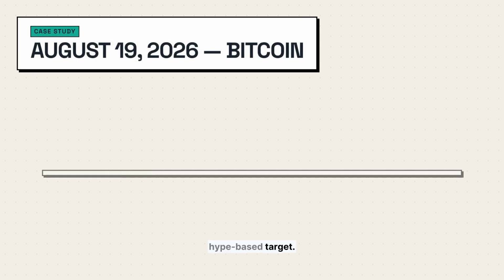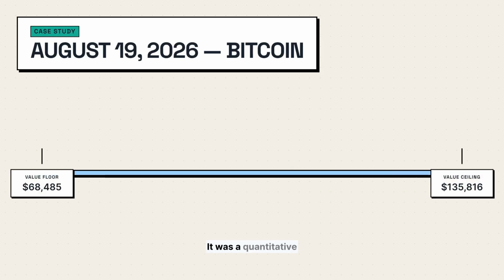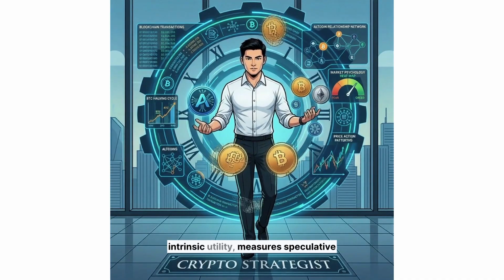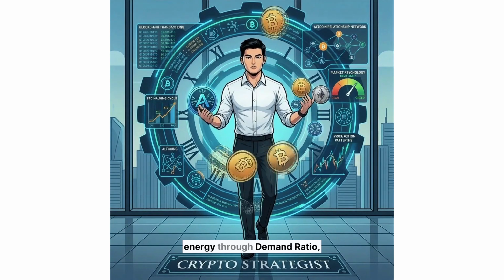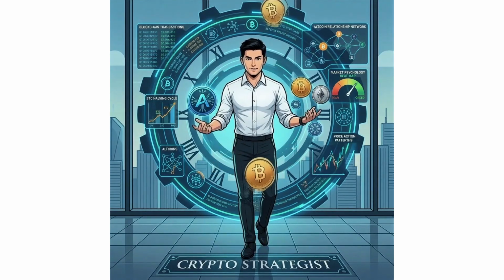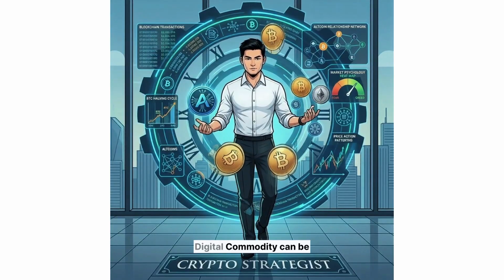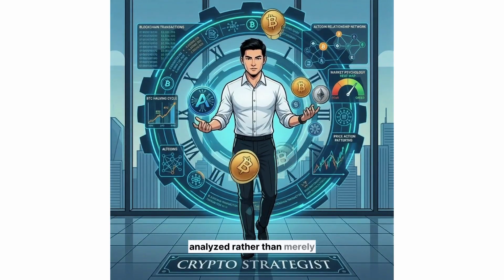This was not a hype-based target. It was a quantitative range supported by improving network fundamentals. The price was near the lower boundary, while the full health of the network pointed to a much wider potential range. The Real Value Protocol shows that Bitcoin's value is not arbitrary. It anchors price to intrinsic utility, measures speculative energy through demand ratio, and lets network health expand or contract the justified range. This is how a digital commodity can be analyzed rather than merely described.